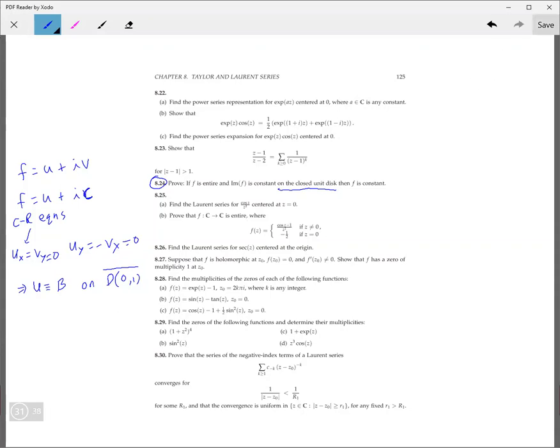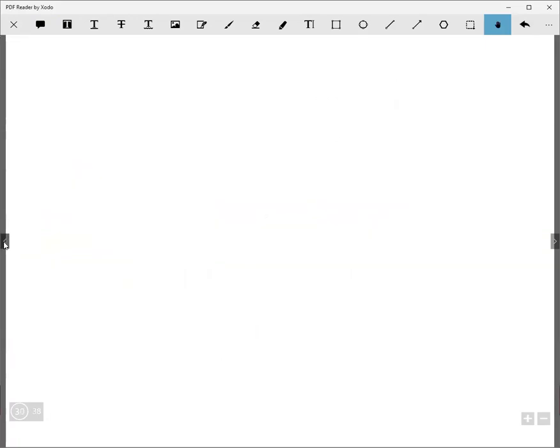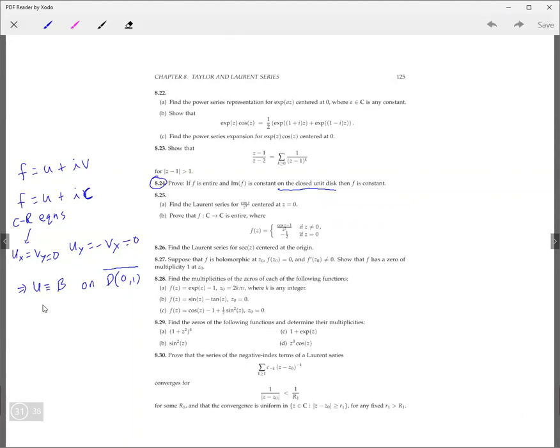So to get everywhere else, what you do is use the fact that it's entire and do this. Make g of z equal to f of z minus b plus ic. So g of z is going to be 0 on the unit disk, right?